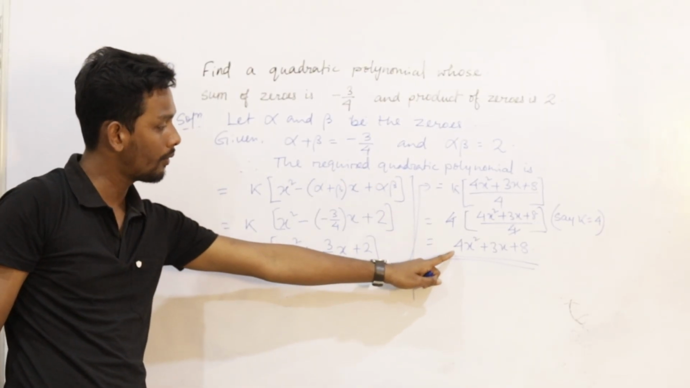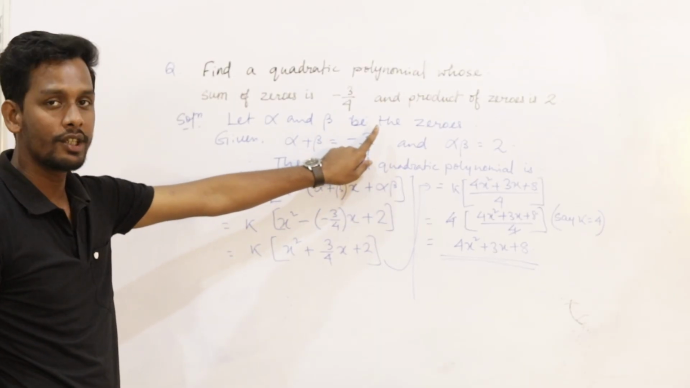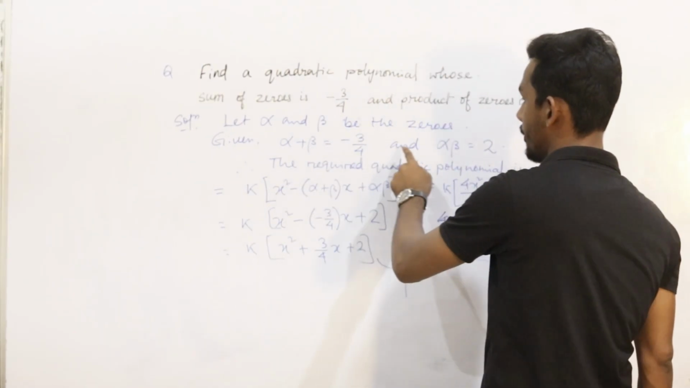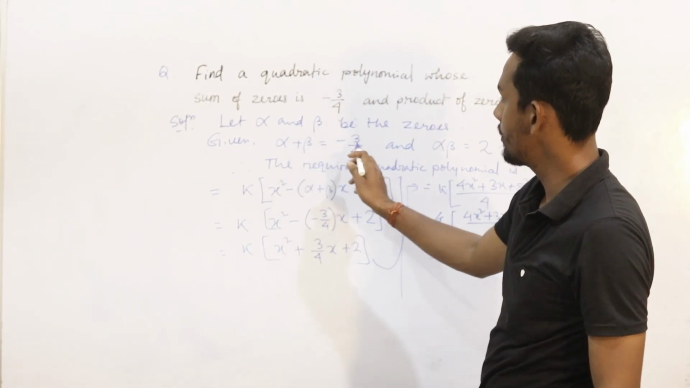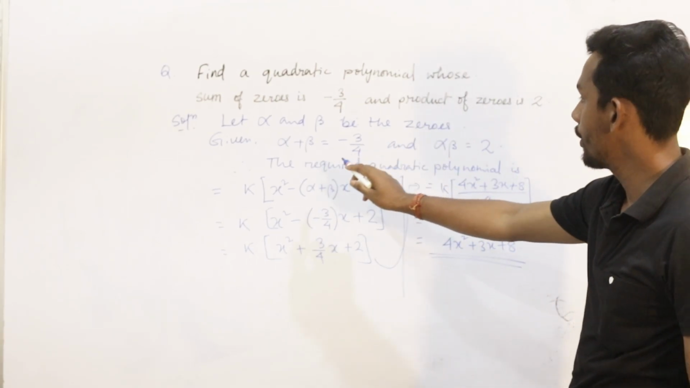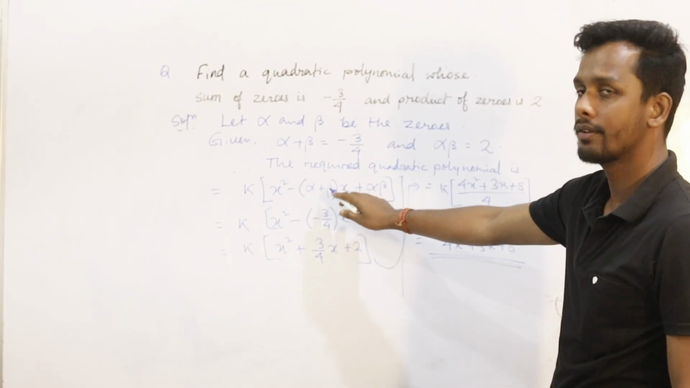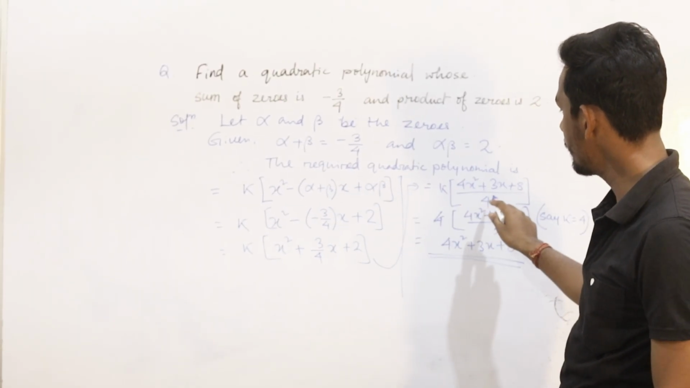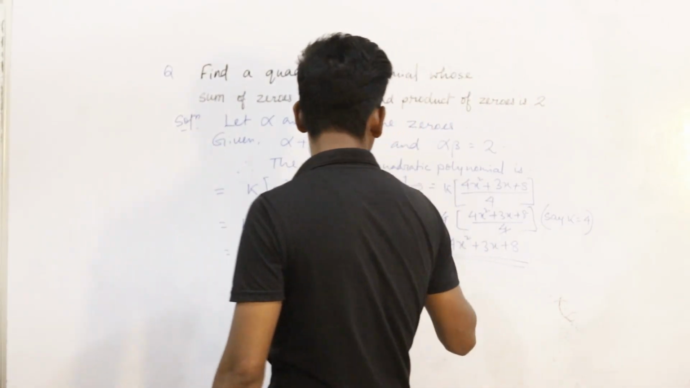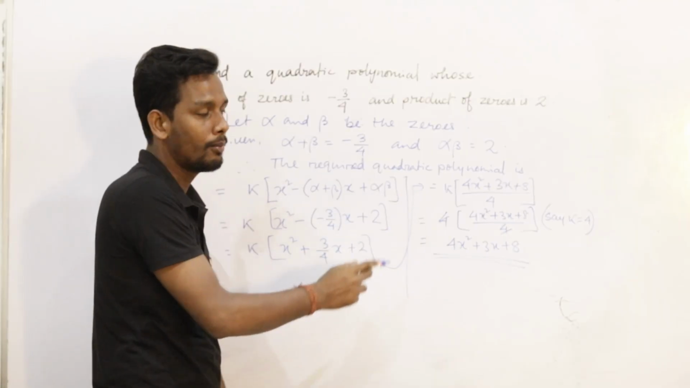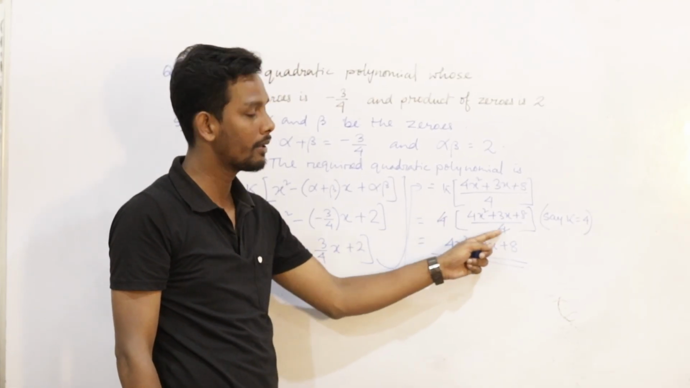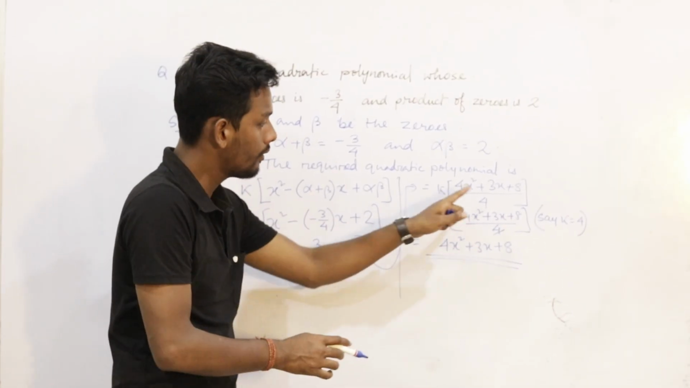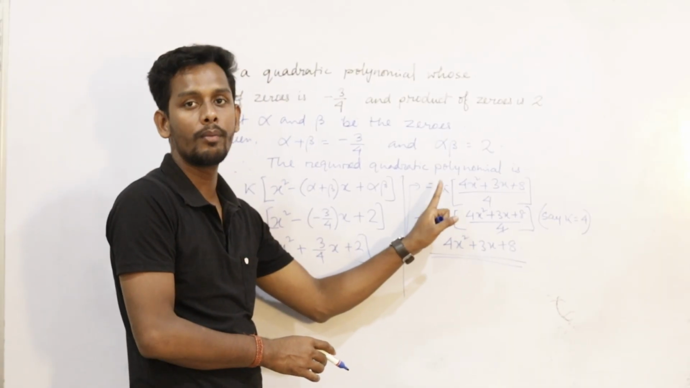How do you get the answer? First you have to take the zeros. Then given the sum of zeros is minus 3 by 4 and the product of zeros is 2. Alpha plus beta is minus 3 by 4, product is 2. The required polynomial is k, this is the formula. Just write the values of alpha plus beta and alpha beta. Now, what is in the denominator? After taking the LCM, because there is a denominator, take the value of k so that it will be cancelled and only the numerator will be the answer. If there is no fraction, then the value of k will be 1.